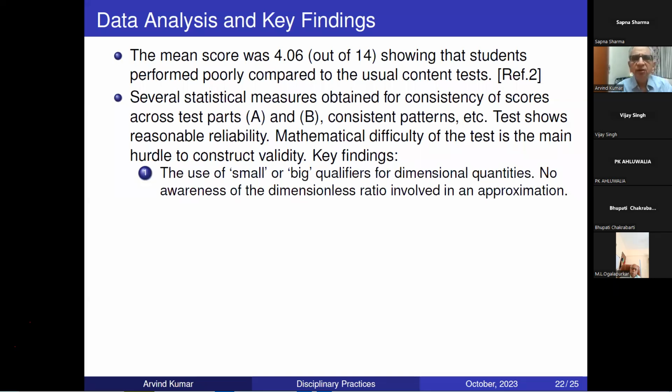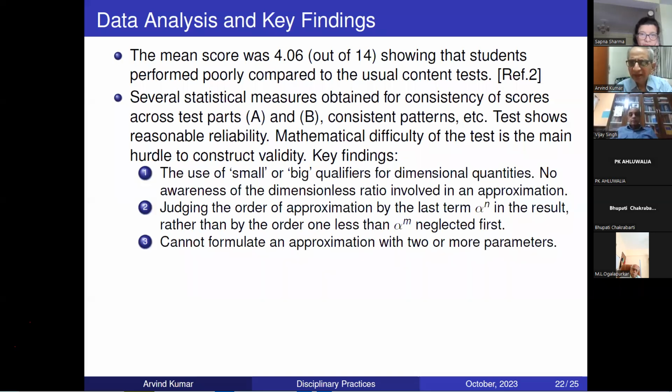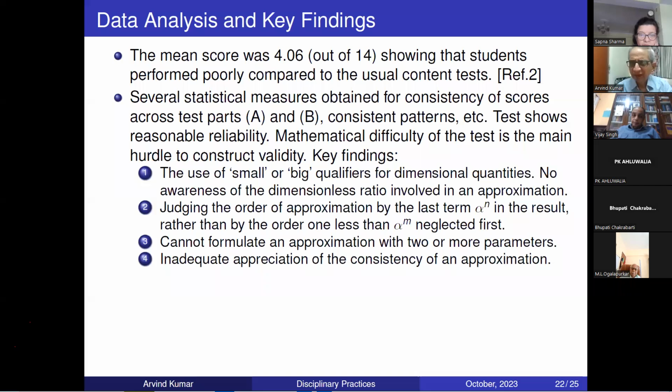So some of the findings I have already told you. The use of small or big qualifiers for dimensional quantity. No awareness of dimensions ratio. Judging the order of the approximation by the last term that you end up with, not by the order one less than that, which is the correct thing. They are unable to deal with approximations with two or more parameters. They don't have a clear-cut meaning of consistency of the order of approximation. There's no point in doing higher order terms when some other term is lower order, etc.